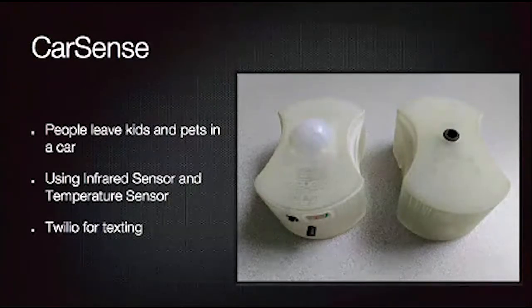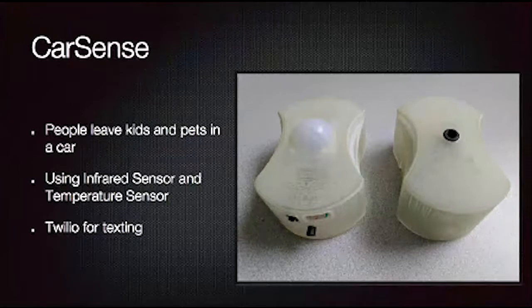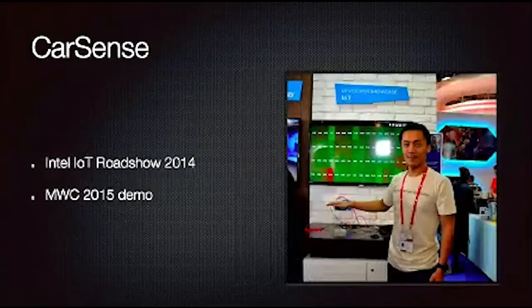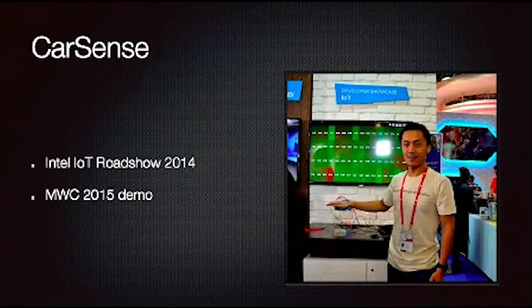How do I explain this? I haven't pitched this for a long time. Whenever the car is increasing in heat, and the infrared sensor detects there's a live being in the car, you will automatically get a text message. And this was part of the winner for Intel's IoT Roadshow back in 2014. At Mobile World Congress, I gave a demo in Barcelona.